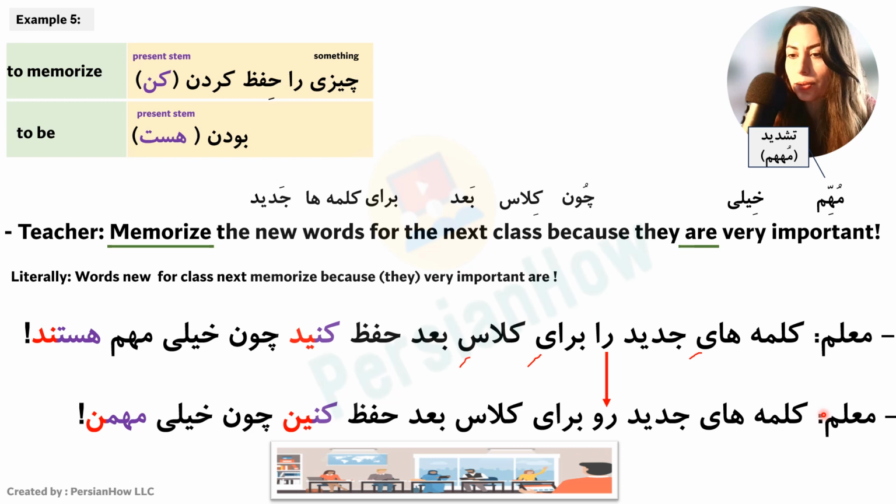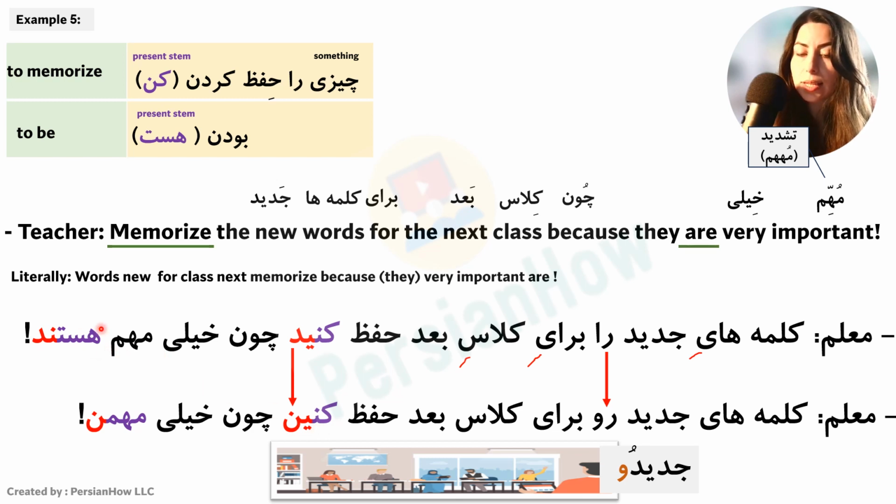So what changed here? The first thing, ra, changed to ro. If you want more spoken, more colloquial, then it becomes jadido. Ro becomes an u here, but it's not pronounced jadidu. We don't say u, we say o, jadido. What else changed? Konid changed to konin, and then mohem hastan, we can get rid of the hast part, the present stem, and this also changes, we remove dal, so noon will be attached to mohem, so mohemman, خیلی mohemman.